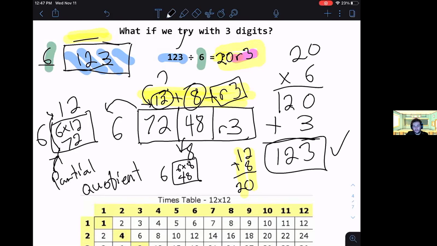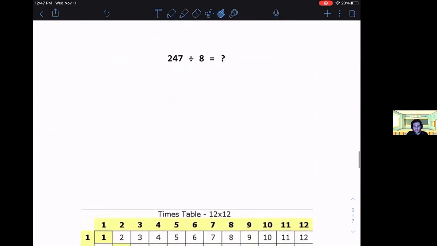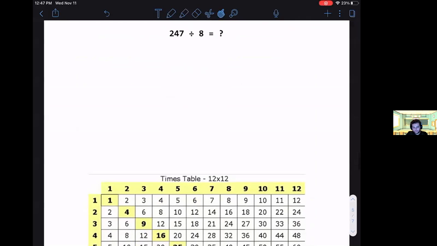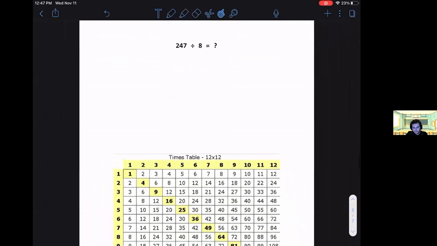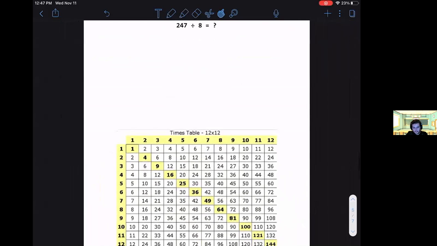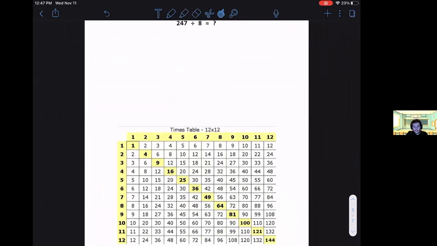Okay. Very good. Now we're going to go ahead and apply this to 247 divided by 8. I'll go ahead and zoom out a little bit so you guys can see the times table chart if you need it. And I would like you guys to pause the video right here and try to work it out on your own. And after you've worked it out or you get stuck, go ahead and hit play so we can work it out.